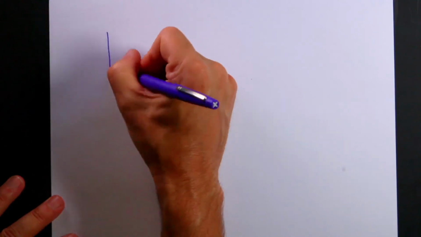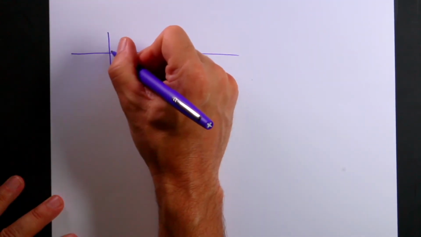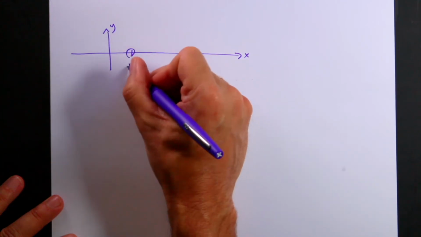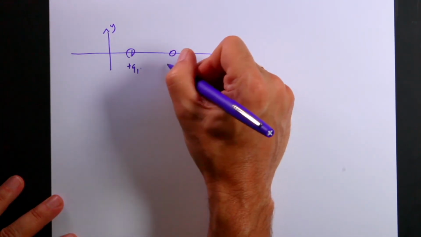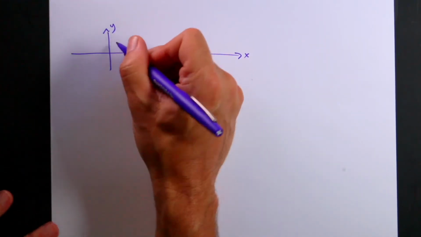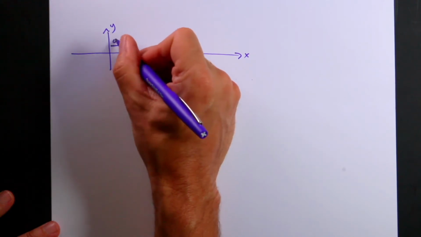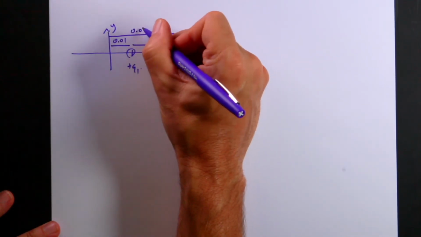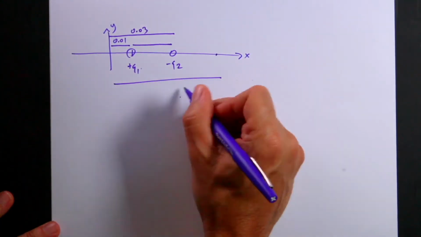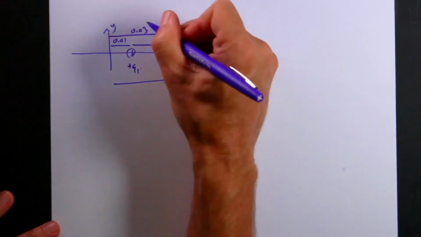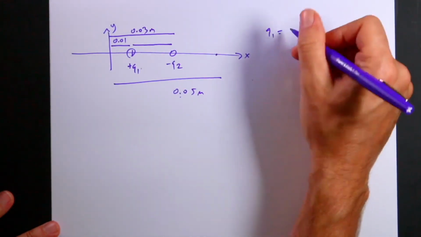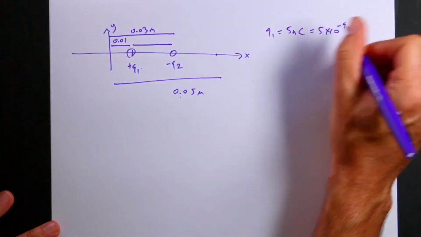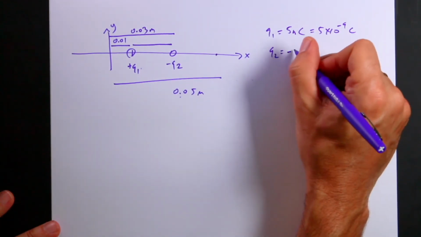So let's say I'm going to give some actual values. This is the x-axis. This is the y-axis. Let's put a positive charge right here, plus Q1, and a negative charge right here, minus Q2. And let's give these values. This is 0.01 meters. This whole distance right here is 0.03 meters. And I want to find the electric field right here at 0.05 meters. Now let's say Q1 is equal to 5 nanocoulombs, which is 5 times 10 to the negative 9th coulombs. Q2 is equal to negative 1 nanocoulomb.